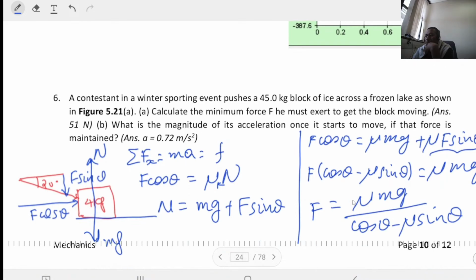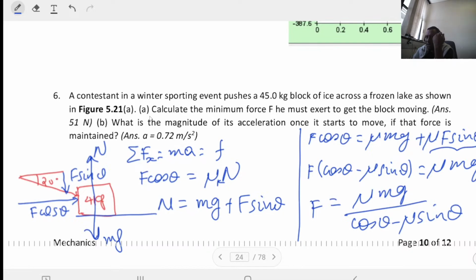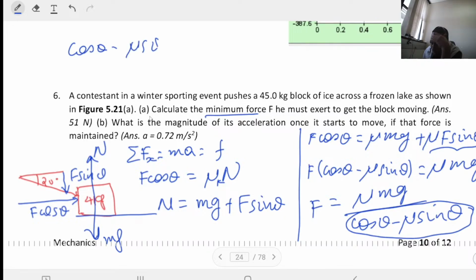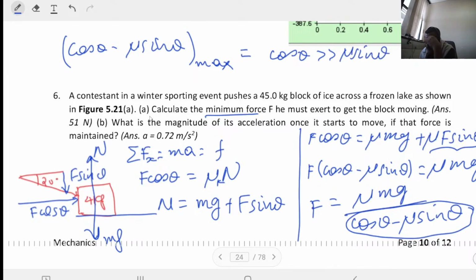But I could go forward a little bit. For this force to be minimum, the bottom part must be maximum. I could go just in mathematics. Therefore, cos theta minus mu sin theta must be maximum. When this is maximum, cos theta must be much greater than mu sin theta. Then tan theta must be greater than mu.